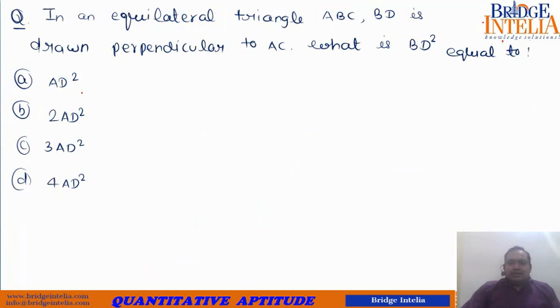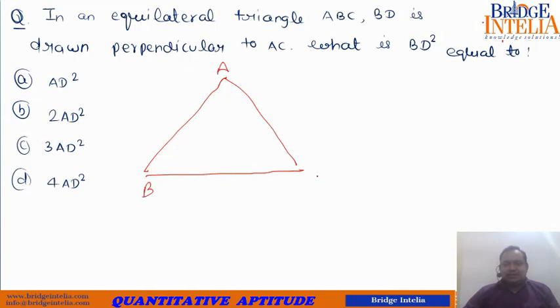In an equilateral triangle ABC, BD is drawn perpendicular to AC. So let us draw an equilateral triangle first. ABC. BD is drawn perpendicular to AC, so this is D. Now what is BD square equal to? So let us see.